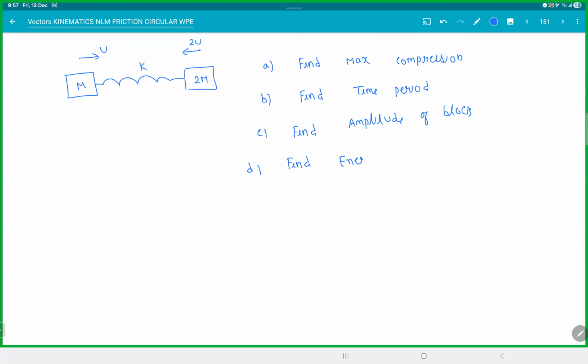I hope you guys remember there's something called energy of oscillation, which we did in SHM. Energy of a system is different from energy of oscillation. I can even ask you more questions. Find the maximum or minimum speed of both the blocks. I think that we can figure it out. Let's get these four. Ground is smooth.